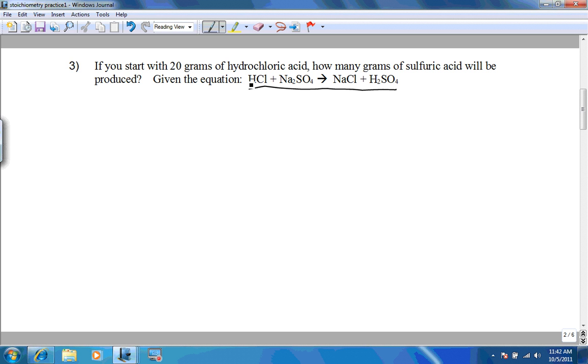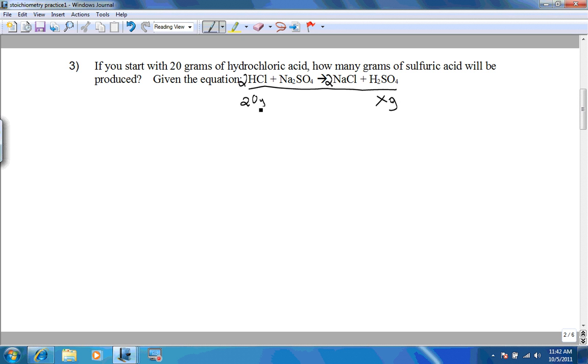So, there's one hydrogen here, there's 2 on this side. We're going to multiply that by 2. That means there's 2 chlorines now. That means I need to multiply this by 2. That gives us 2 sodiums, so 2 hydrogens, 2 hydrogens, 2 chlorines, 2 chlorines, 2 sodiums, and 1 sulfate. So now it's balanced. We're starting off with 20 grams of HCl, and how many grams of sulfuric acid are going to be produced?